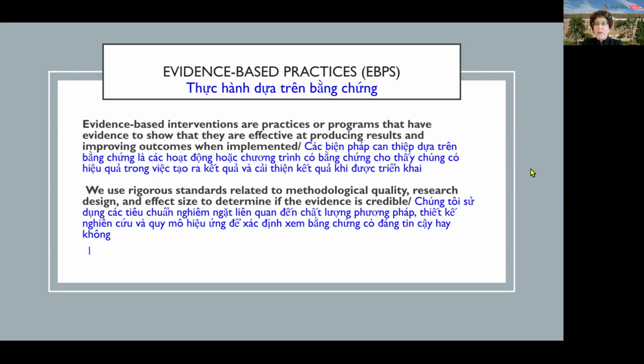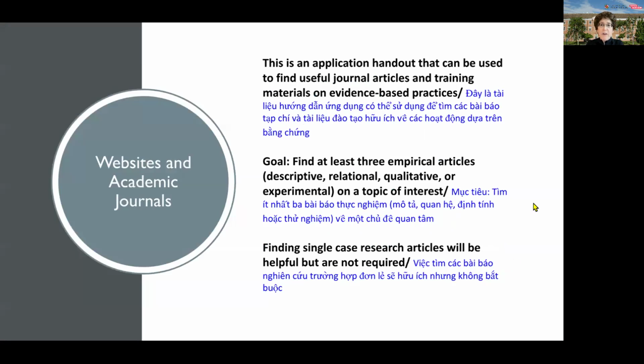So just a quick introduction. These are practices or programs that have evidence that show they are effective. So they have data that we can look at, and there are rigorous standards, such as the ones that are in our seminar, that are used to determine if the quality of the research article or the research evidence is actually effective. So I have this handout that I want to share.